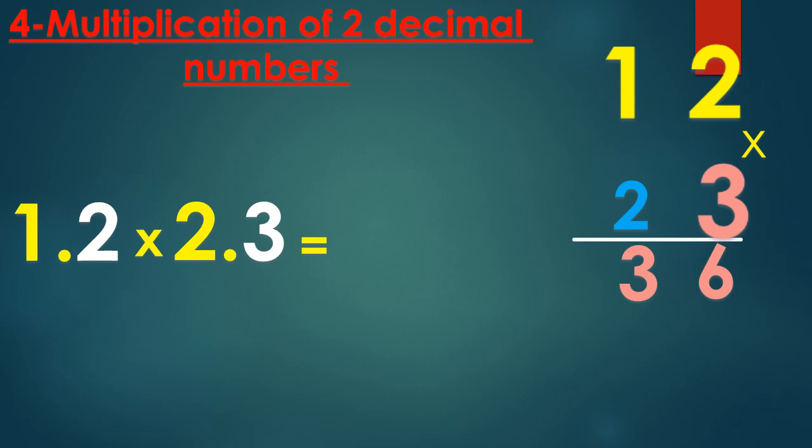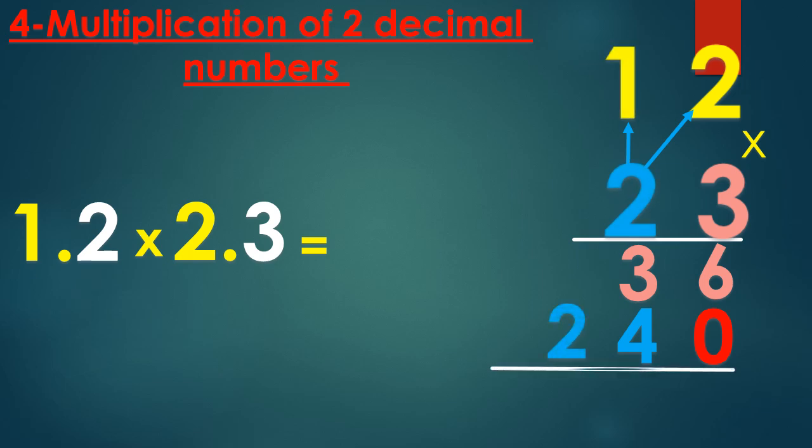Then we start the second line. We always start the second line by putting a 0 under the first number. And then 2 times 2 is 4. 2 times 1 is 2. The second line is 240.